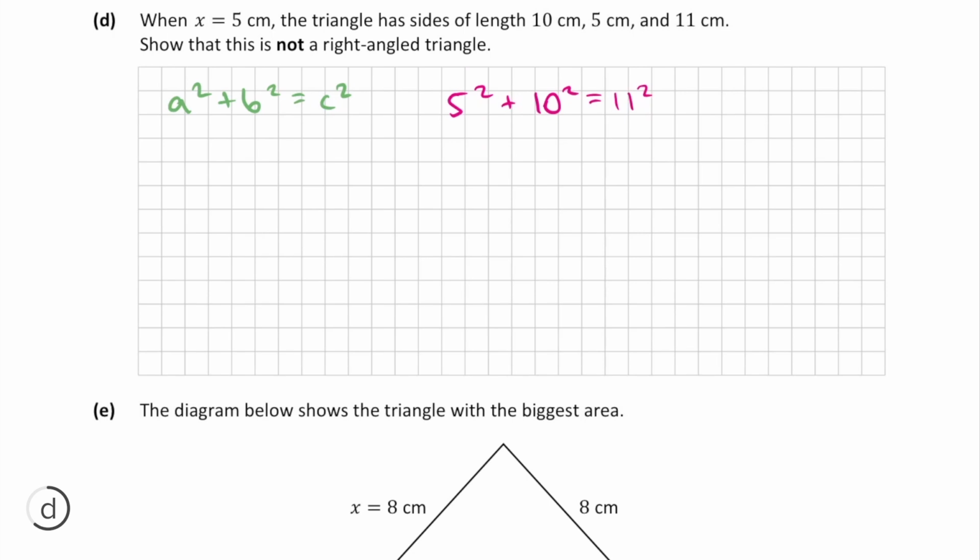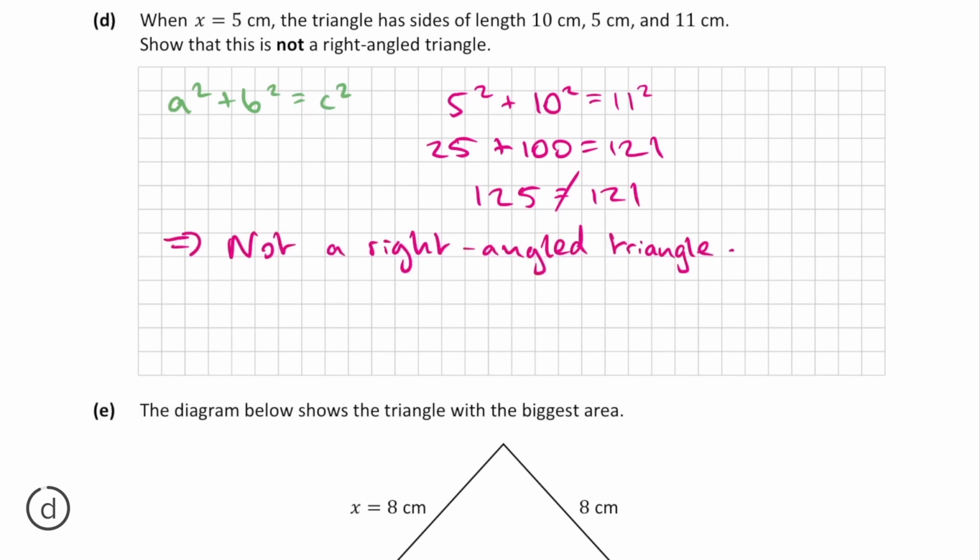So in that case we get this equation. Squaring all these numbers and then adding them together, we get 125 is equal to 121, which is clearly not true. So therefore this triangle does not obey Pythagoras' theorem, and therefore it's not a right angled triangle.